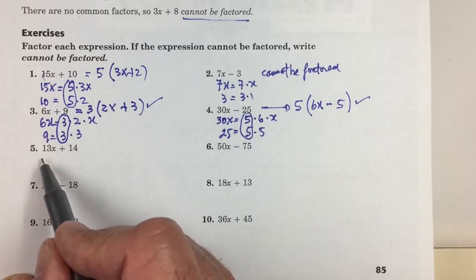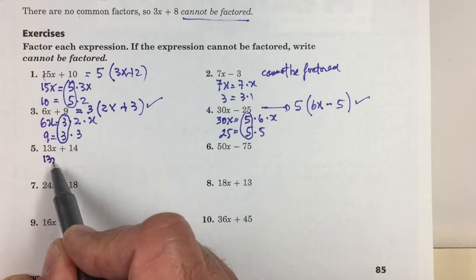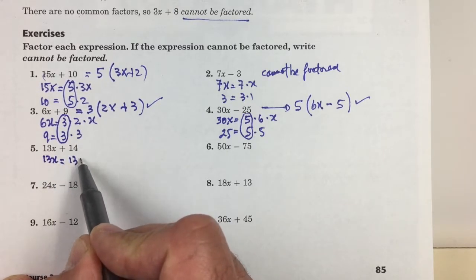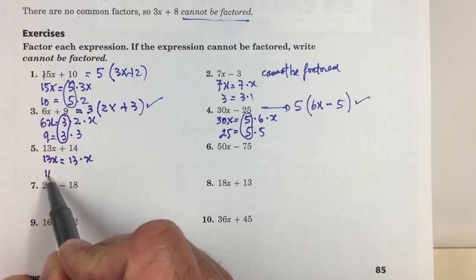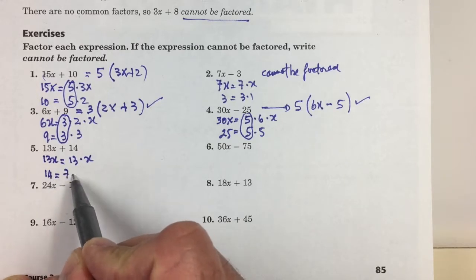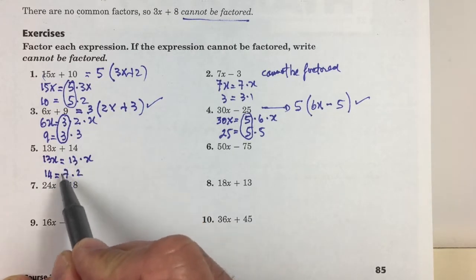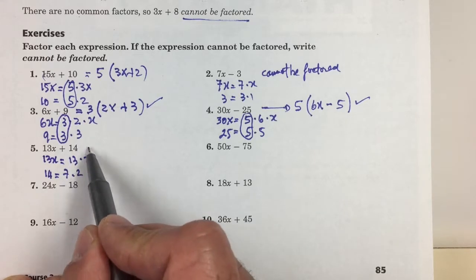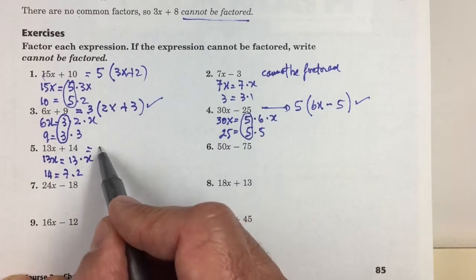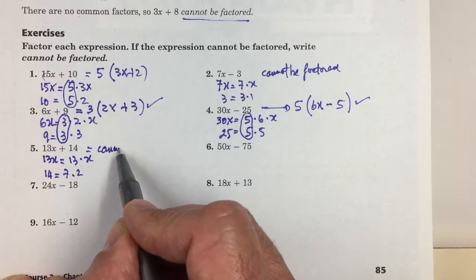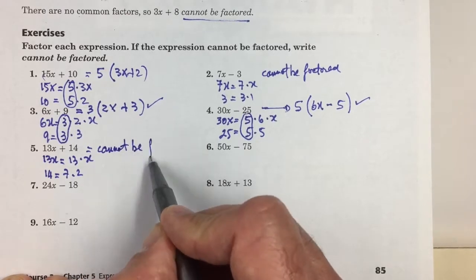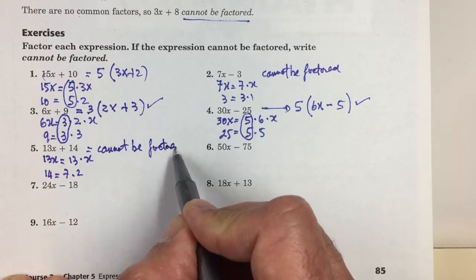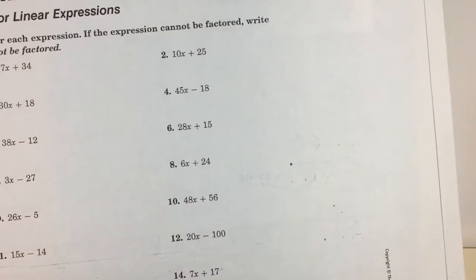Let's do number 5. Let's write 13x as 13 times x, and 14 we can write as 7 times 2. In this case, we don't have any common factors, any number that is the same in this one and this one, so this one cannot be factored. Okay, let's go to the next page.